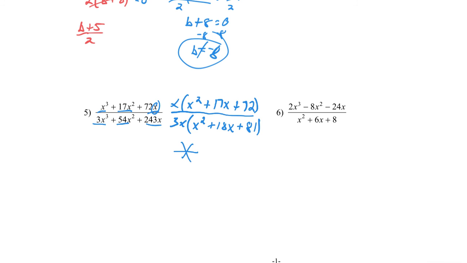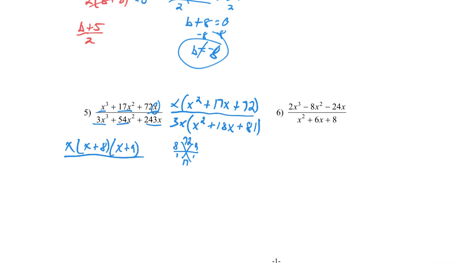So if I put the top, a times c is 1 times 72, so 72. B is 17, and then a is 1. So it multiplies to get 72 and adds to get 17. That's going to be 8 times 9 and 8 plus 9. So the top, we're going to have x comes along times x plus 8 and x plus 9.